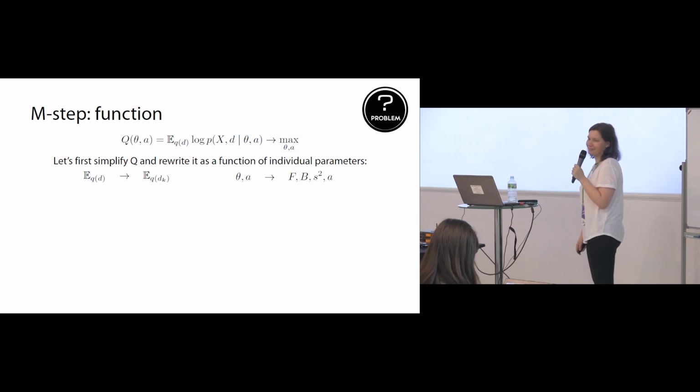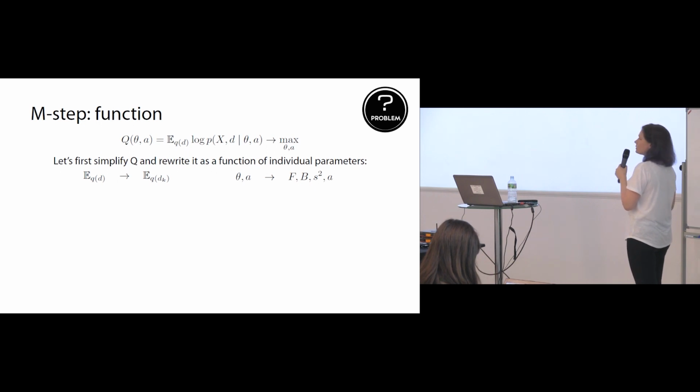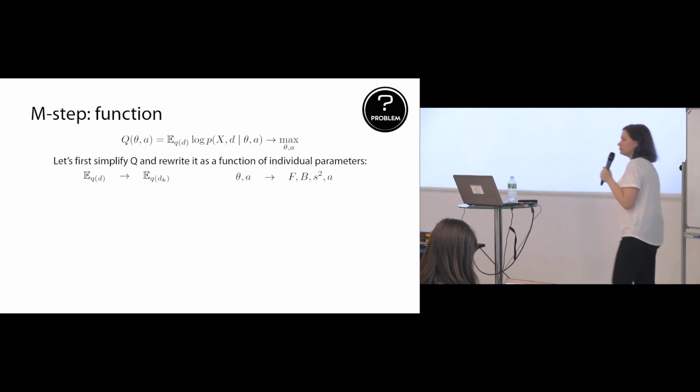This is a big number. So since we know that q of d is actually a product of q of dk, let's use it and rewrite this formula in a way that we don't have this expectation and have only the expectation with respect to q of dk. Okay? And the second part is that to make the optimization more convenient, let's rewrite it not using theta, but using the parameter names F, B, and s square. Okay?